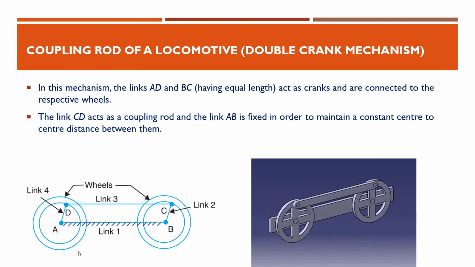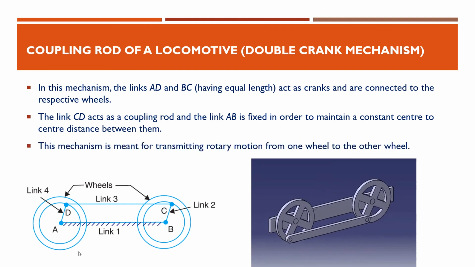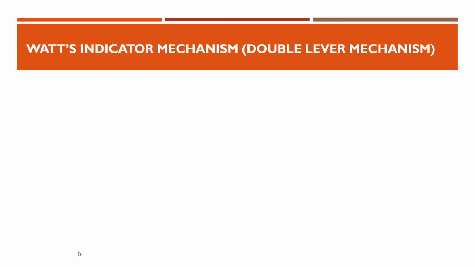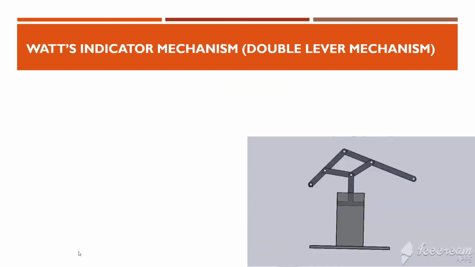Where this mechanism is used is mainly for transmitting the rotary motion from one wheel to the other. So, this is the basic function of the double crank mechanism, transmitting rotary motion from one wheel to another. And the last mechanism is Watt's indicator mechanism.